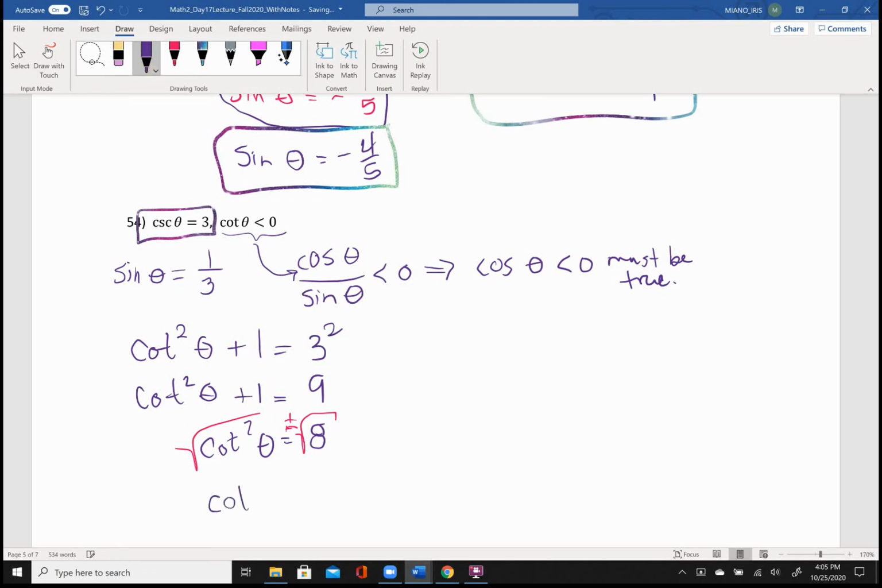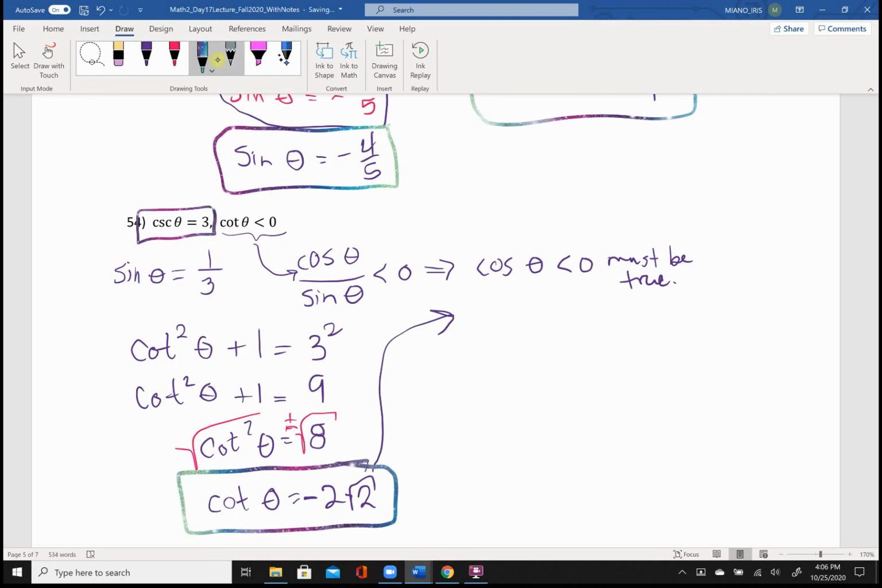So that means the cotangent theta has to equal negative 2 root 2. Now that's me simplifying real quick the square root of 8, and that's just because I've been working with that number a long time. So if you have questions about that, we can go into that a little bit further as well. Okay? Cool. So let's use this information. Okay, so that's the cotangent. Let's box that up. That is a final answer right there.